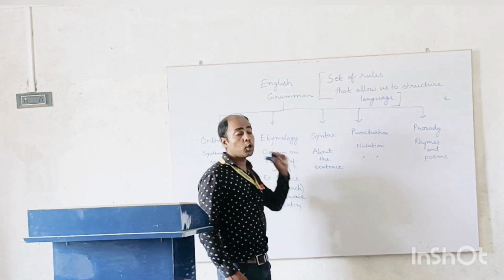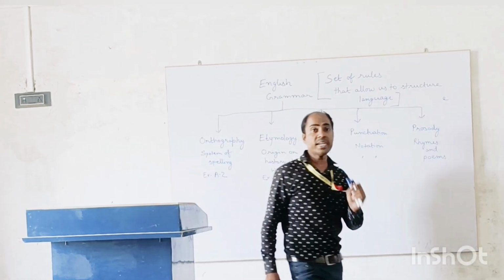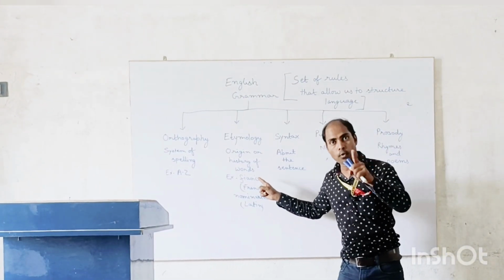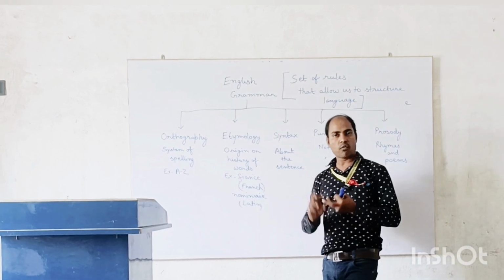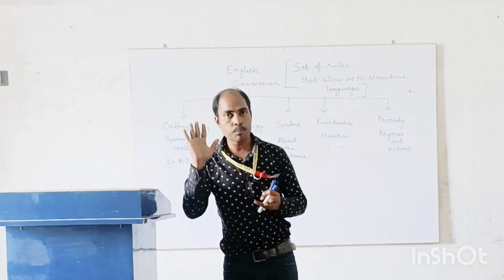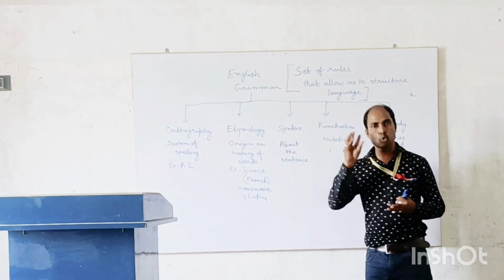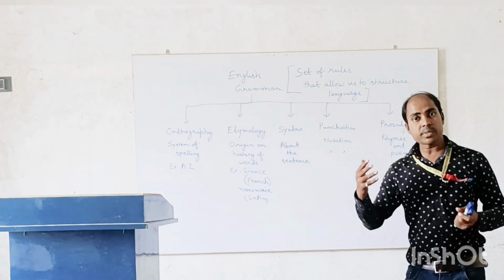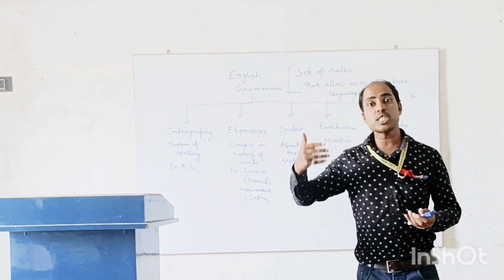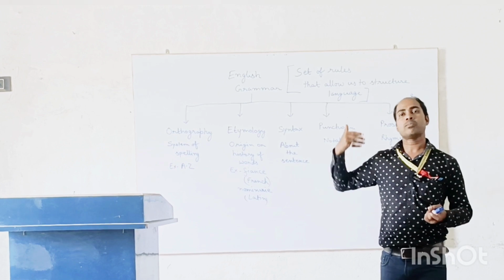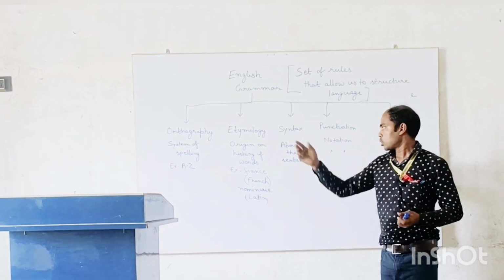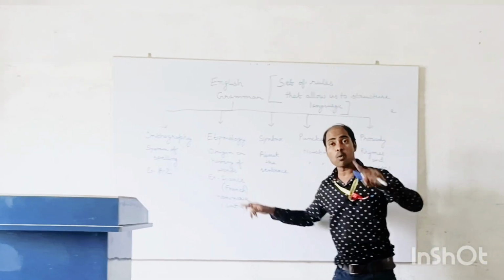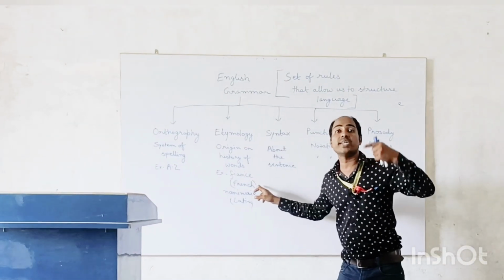Coming to the next part of grammar, it is etymology. If anyone asks you what you mean by the term etymology, etymology means the origin or the history of words. Every word of English came from some place. It has a birth origin, or in other words, every word came from some language. That is the meaning of the origin or history of a word, that is, where that word took its birth.